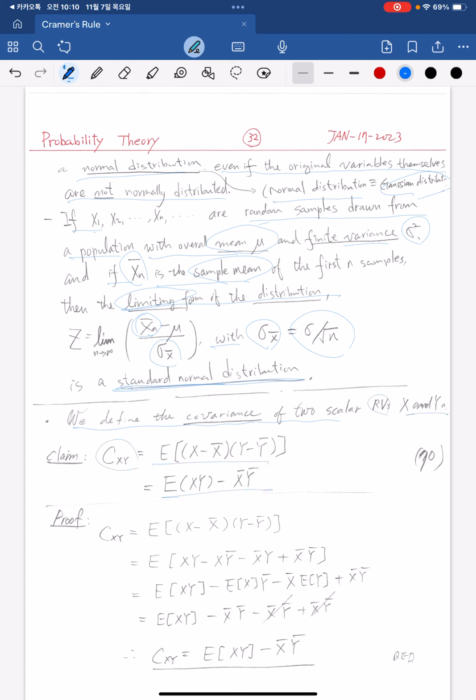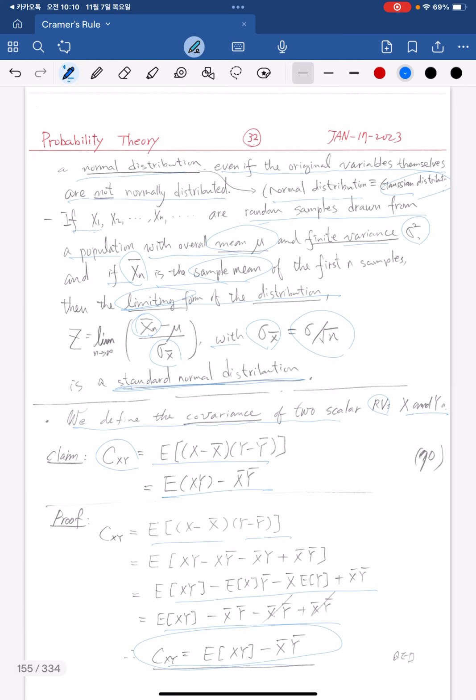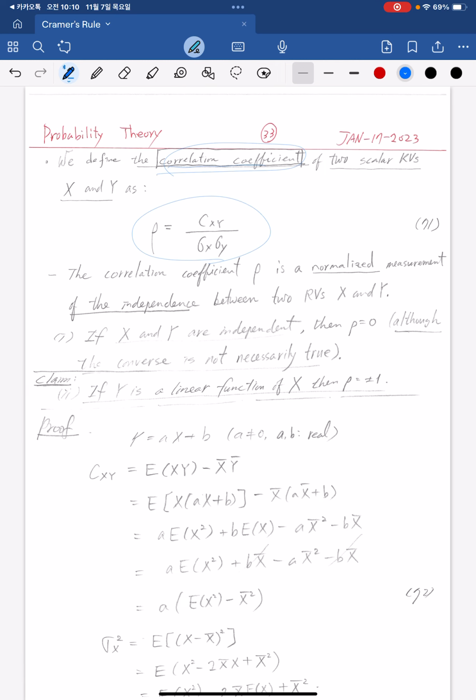코베리언스는 이렇게 표현되는데 요거 전개하면은 쭉쭉쭉 요 하면 요 나오고 이렇게 돼요. 예. We define correlation coefficient of two scalar RVs X and Y에서 이 correlation coefficient는 코베리언스 시그마 X,Y를 그 스탠다드 deviation, sigma X, sigma Y.